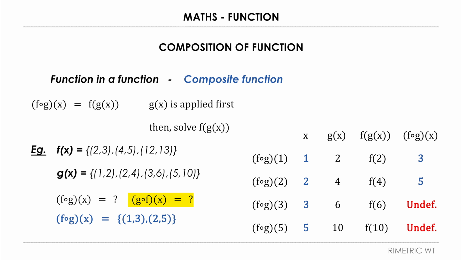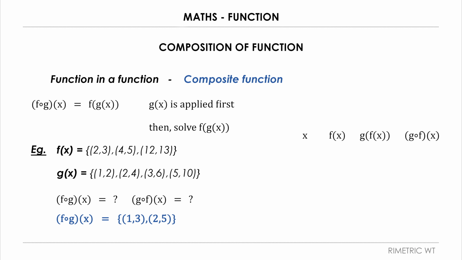Now, what about g of f of x? We will use the same process as before, however, this time we apply f first and then apply g. So we start from the input values of the function f of x. For the first one, we have g of f of 2, which is g of 3, since f of 2 is 3. Then g of 3 is 6, so we put 6 for g of f of 2. Therefore, the ordered pair 2, 6 is included in g of f.